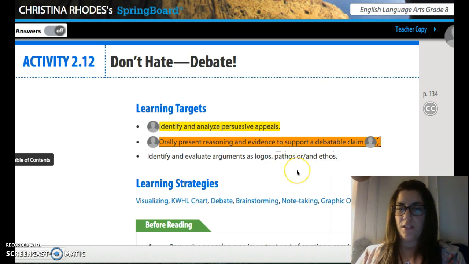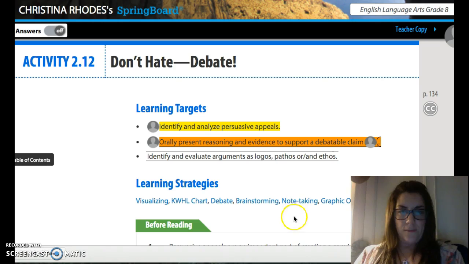So, we haven't talked about this yet in this class, but it is on the board. Under logos, please write logic or facts. That's when they're using logic or facts to persuade you. Under pathos, please write emotion. Under ethos, please write trust. That's what they're using to persuade you. It's on the board, write that down.